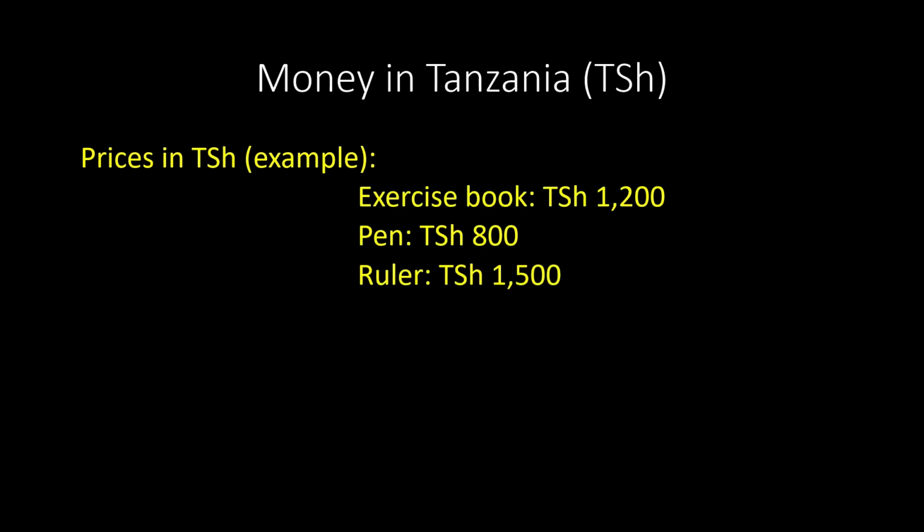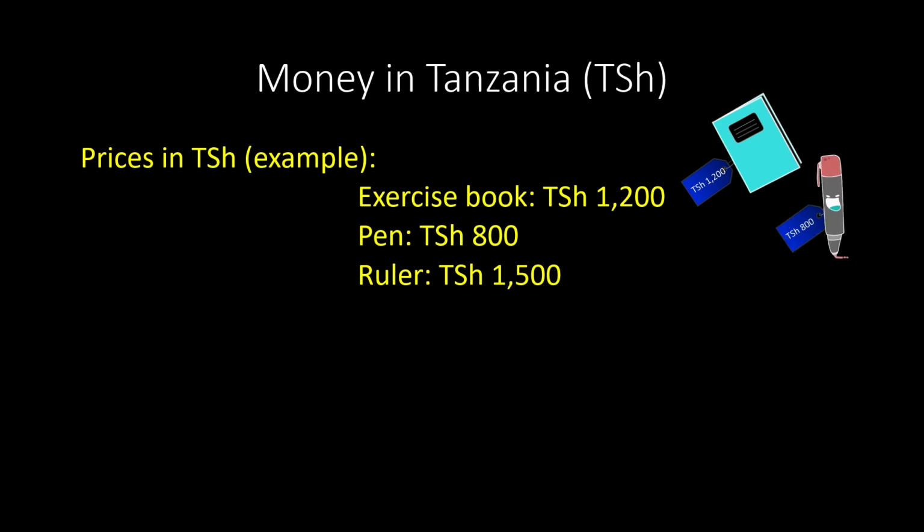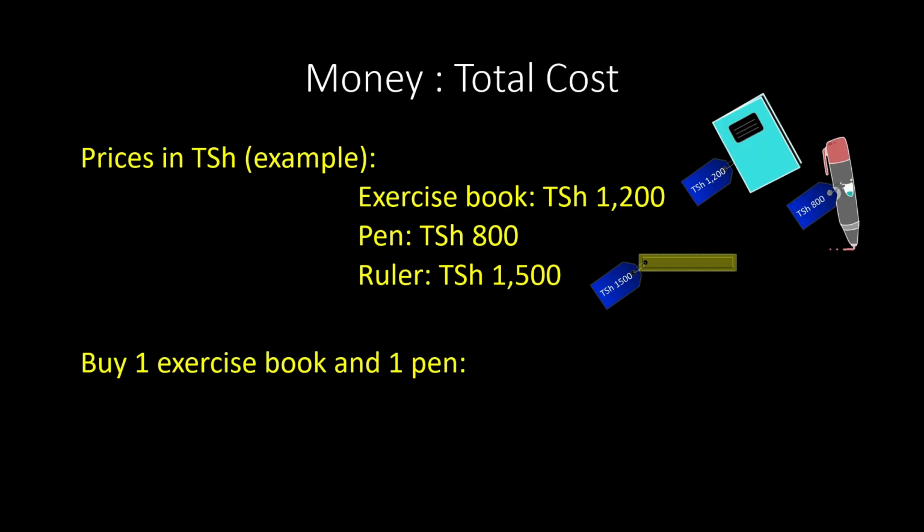Now let's take a look at another example. Money in Tanzania in shillings. Suppose an exercise book costs 1,200 shillings and a pen costs 800 shillings and a ruler costs 1,500 shillings. We may need to add prices to find a total cost or subtract to find change. Suppose we buy one exercise book and one pen. What's the total cost?